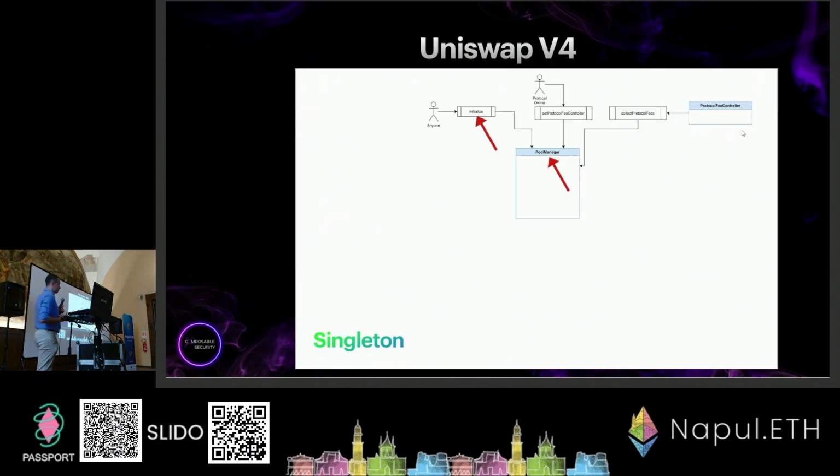So what's the first difference? The first difference is the pattern used in v4. There are no more multiple contracts for pools. There is one contract that manages all pools. It's called Pool Manager. It stores in its storage mappings information about all the pools. It has all the tokens on it, all the liquidity is in one contract.